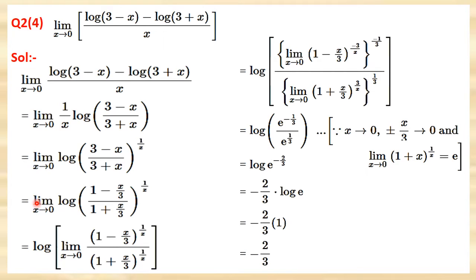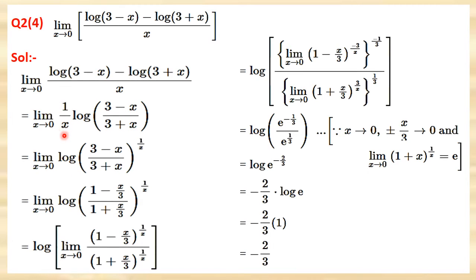Question number 2, fourth one. Limit x tends to 0, (log(3 minus x) minus log(3 plus x)) upon x. And we can simplify this log(3 minus x) minus log(3 plus x) using the log a minus log b form. So it is log of a upon b. And 1 by x is taken separately. 1 by x into log of (3 minus x) upon (3 plus x).